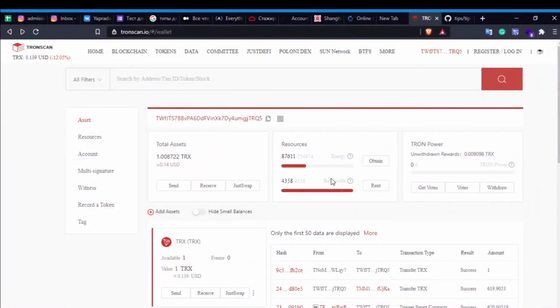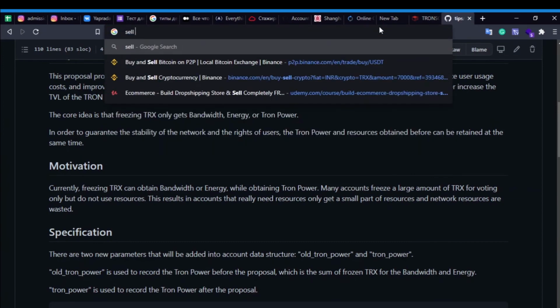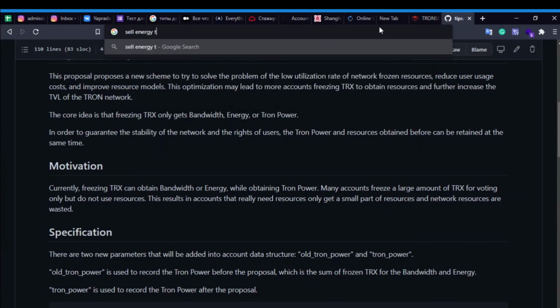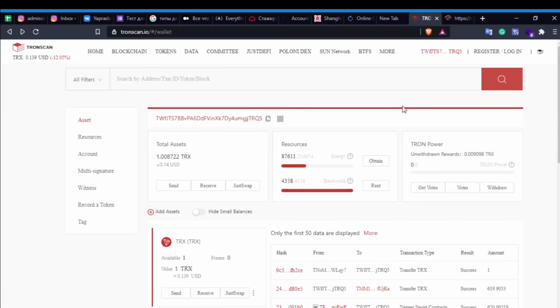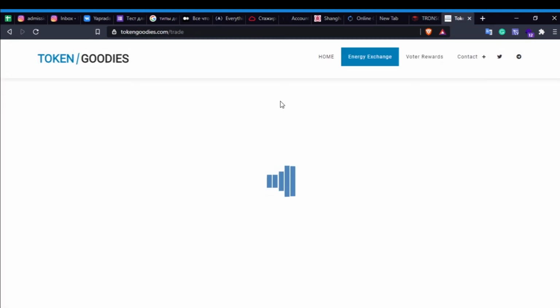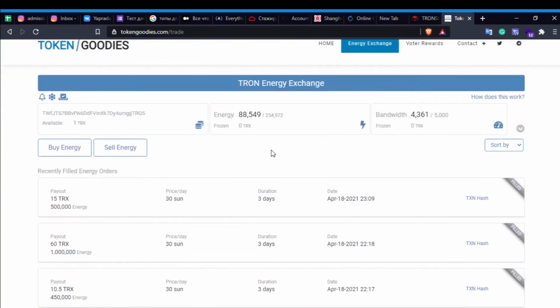And that's it, guys. Also, if you have energy, you can also sell energy somewhere. I forgot to mention selling energy. There was some marketplace. Yeah, Token Goodies. So let's say you have energy, you don't use it. Let's say you have Tron, you're voting and getting some power. Now you want to make additional income, right? You just have to go to Token Goodies, and borrow energy, lease Tron energy, and receive TRX payout. So here we go. Someone says, hey, give me this amount of energy, and I'll give you 15 TRX, right? Isn't it good?